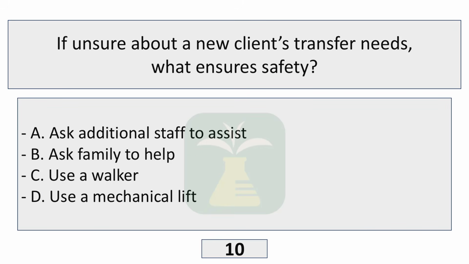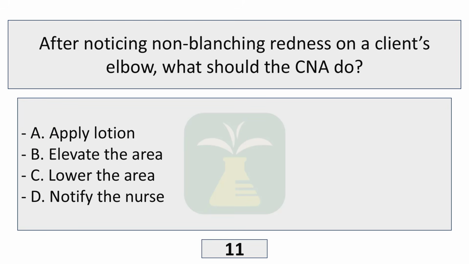If unsure about a new client's transfer needs, what ensures safety? A. Ask additional staff to assist. B. Ask family to help. C. Use a walker. D. Use a mechanical lift. Correct answer. A. Ask additional staff to assist. Extra staff assistance minimizes risks. Families should not assist.